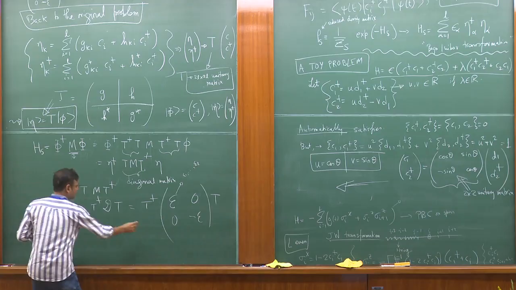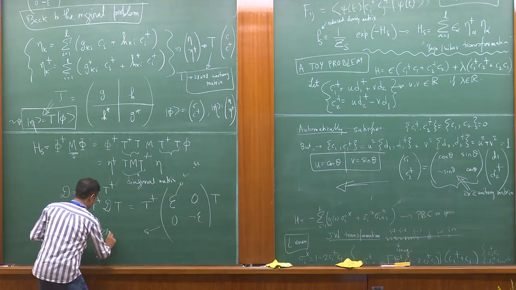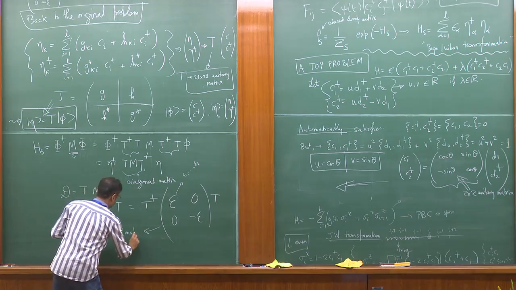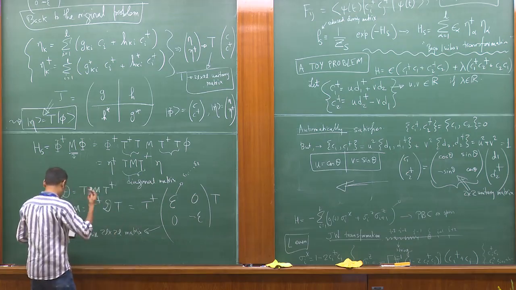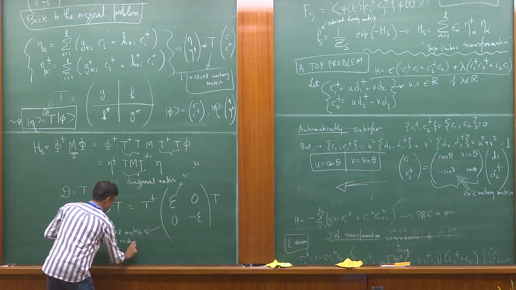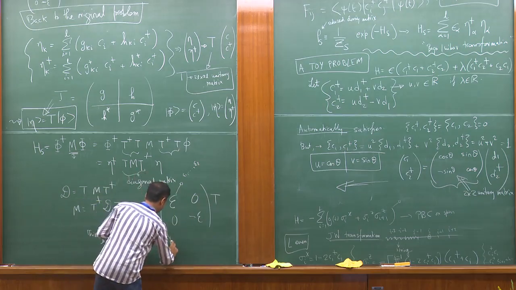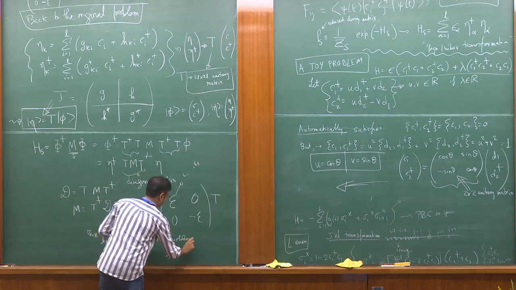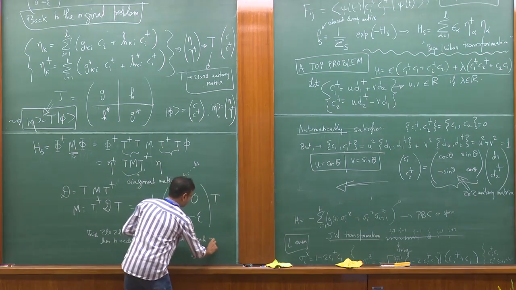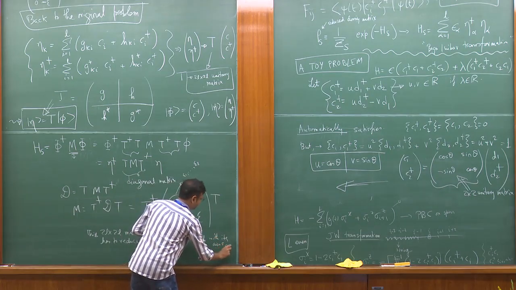So basically, this 2L cross 2L matrix has to reduce to a bunch of 2 cross 2 problems, each with its own epsilon and minus epsilon.